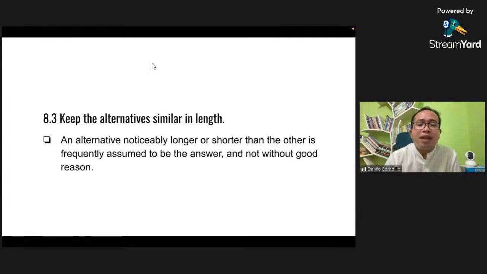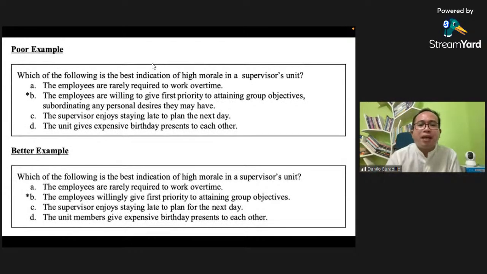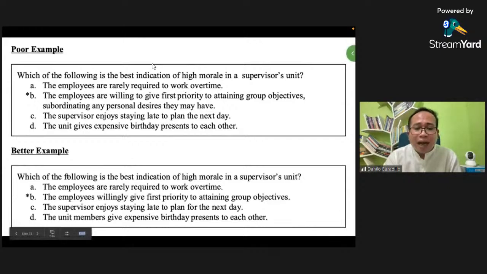In our example, we don't have similar length. So which one is very, very long? Letter B, right? Which is sometimes correct, but we would want to keep the same length as the rest of the alternatives. Some others, as I said, are very much choosy. They placed letter A first, followed by letter C, followed by letter D, and last, letter B. Sometimes I do that. I do checking on that matter also.